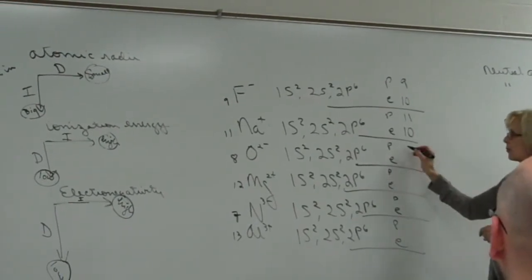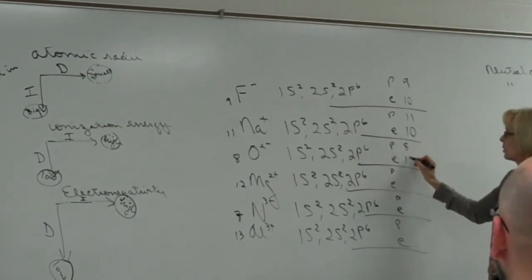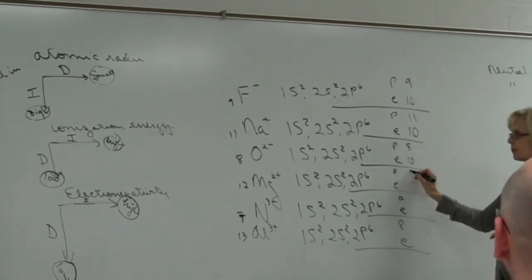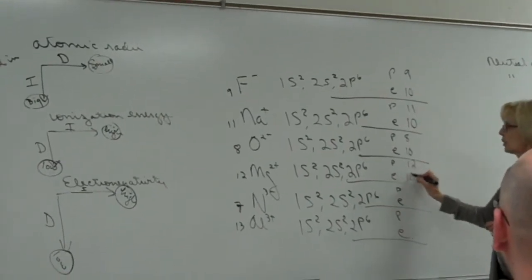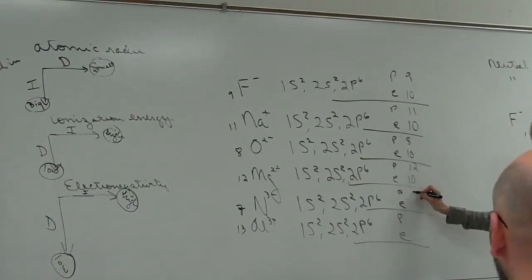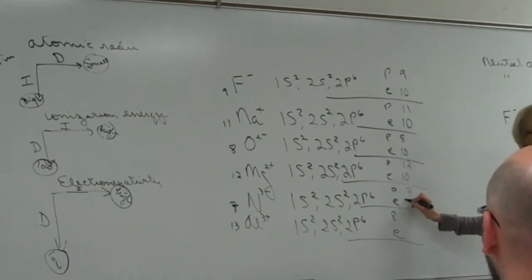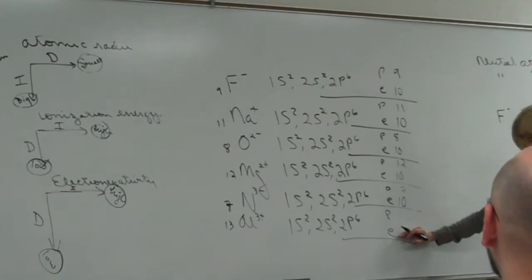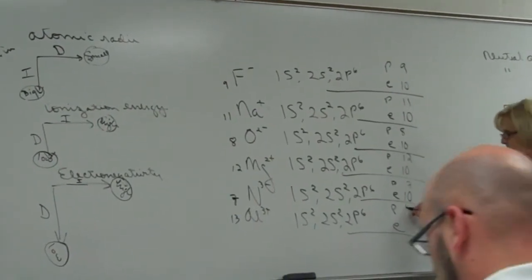Antonio, what is it? 8 and 10. Good. Magnesium, right here. Steve, can you do it? 12 and 10. Good, good, good. Charles, can you do it? 7, uh-huh. 10. 10. Okay. And on our last one, right here, Meredith? 13.